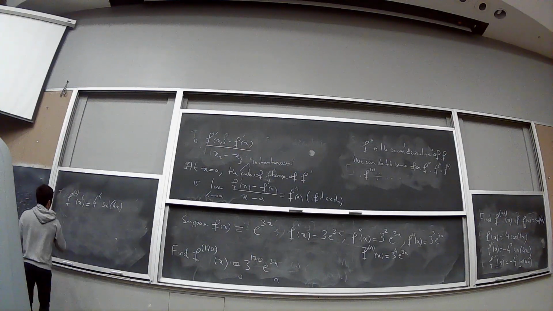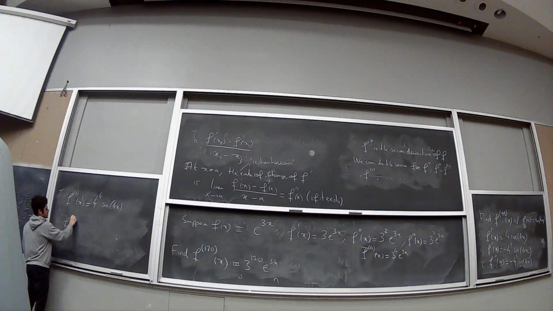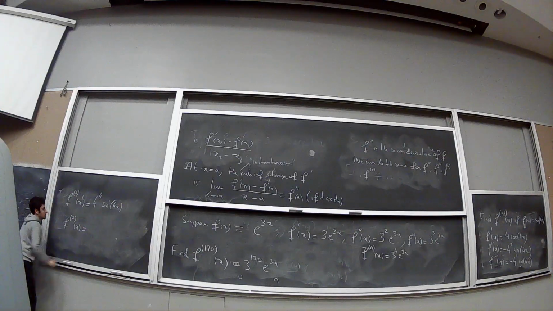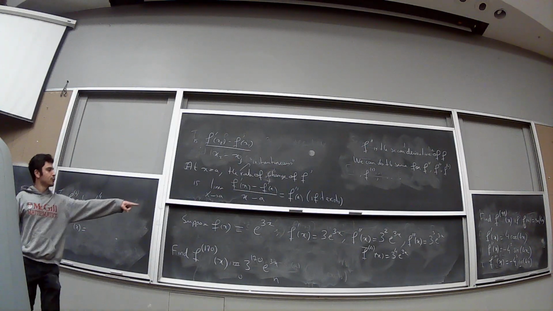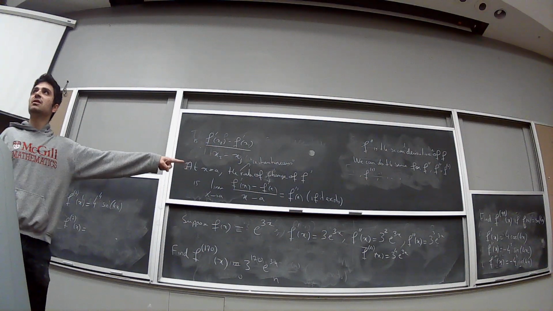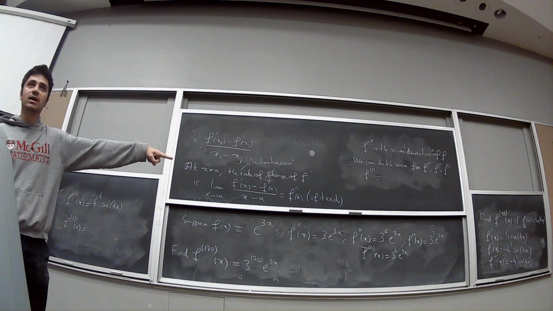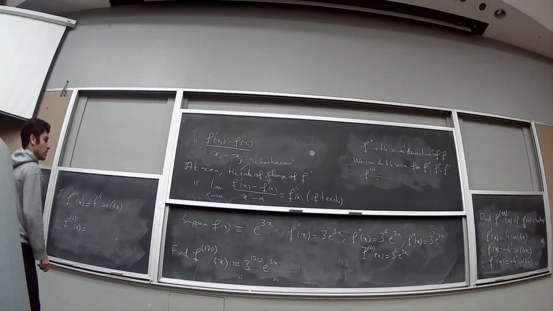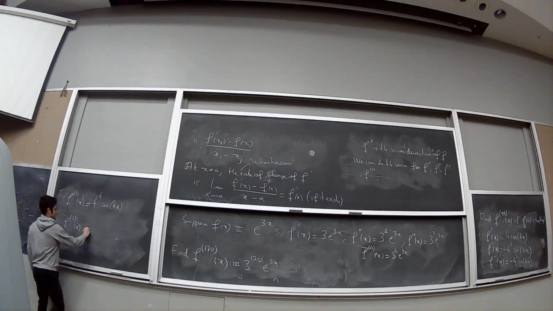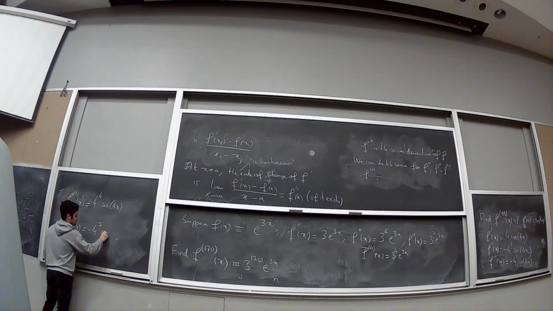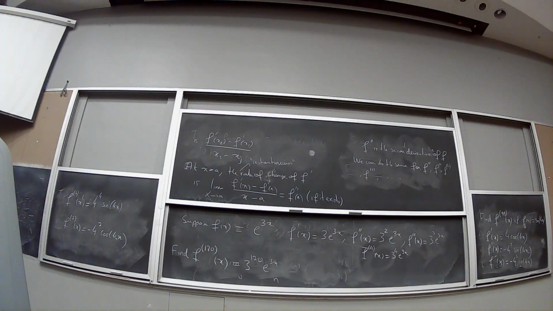If we were to do f to the 8 or f to the 7 just by looking at it, what do you get? 7 is like 3. You guys see that? Okay, so what do you have? You have minus 4 to the 7 cosine 4x. And it was 3. Is that good? I think that's good, right?